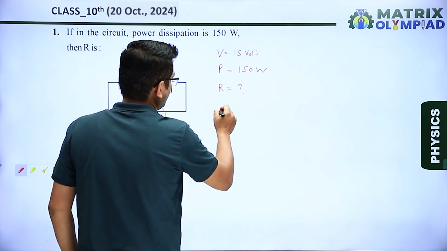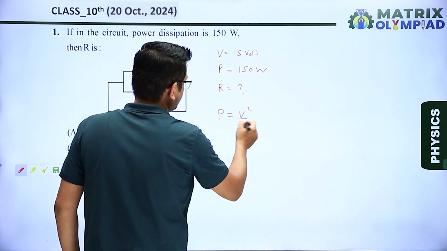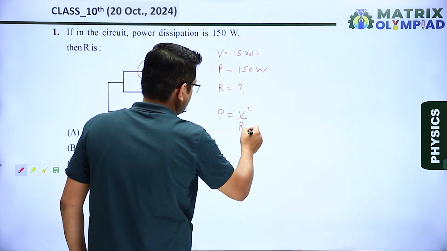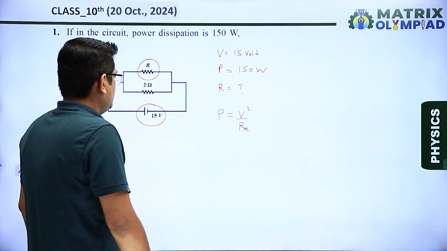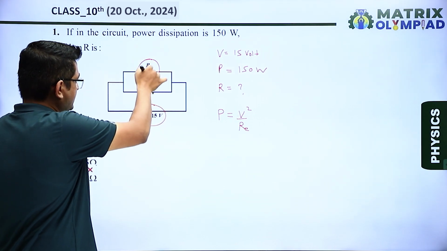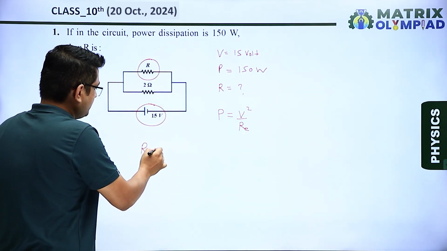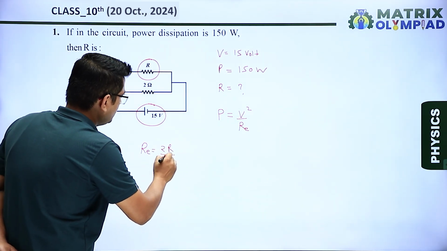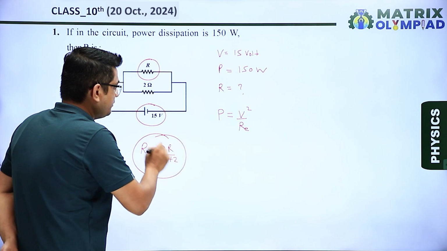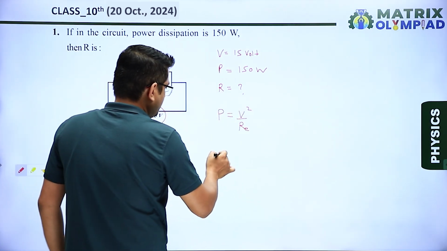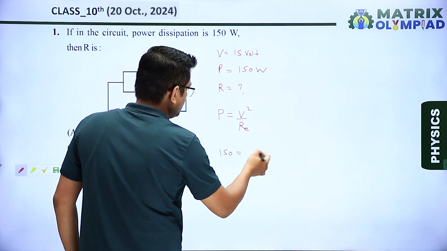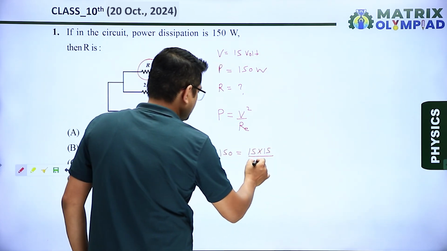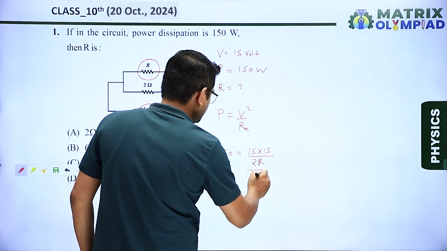So we have a formula of power, P is equals to V square by R. But the value of R is R equivalent, that means total resistance. So let's say these two resistance are connected in parallel. So R equivalent will be equal to, by the formula R1 R2 upon R1 plus R2, it will become 2R upon R plus 2. Putting this value of equivalent resistance and voltage here, we will get 150 is equals to, what is V square? 15 multiplied by 15 divided by 2R upon R plus 2.